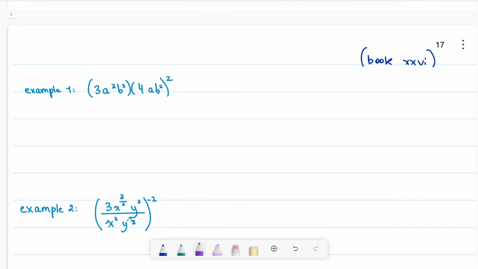I just wanted to note that when I write a book or page number in dark blue, this number means that these exercises are taken from the book at this page.